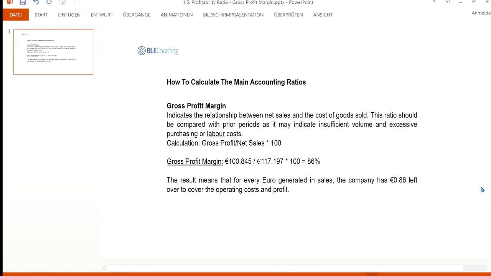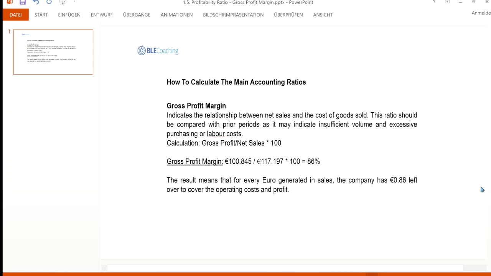So in our example from the financial statement, that would be 100,845 divided by 117,197 multiplied by 100 to give you 86%.